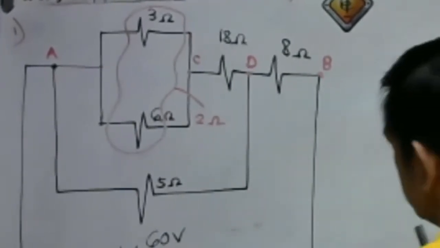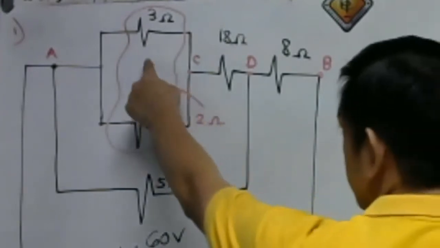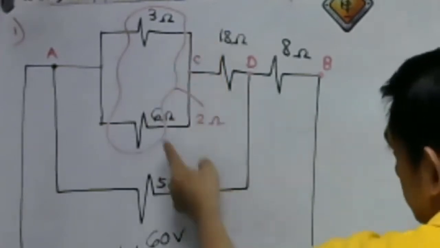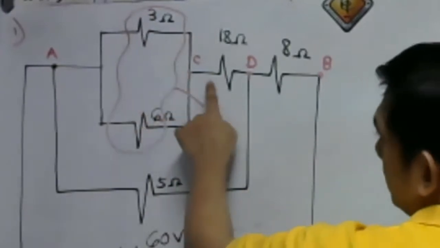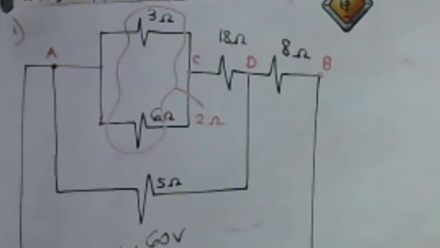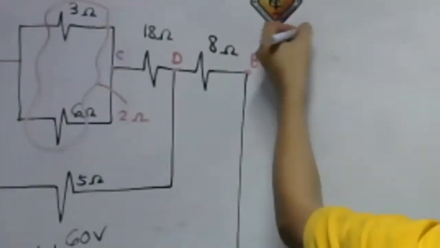This 2 ohm resistance, an equivalent circuit, is connected in series with our 18 ohms. So if the equivalent is 2 ohms, and that is connected in series with the 18 ohm resistance, 2 plus 18 will be 20. So I will put here the 20.